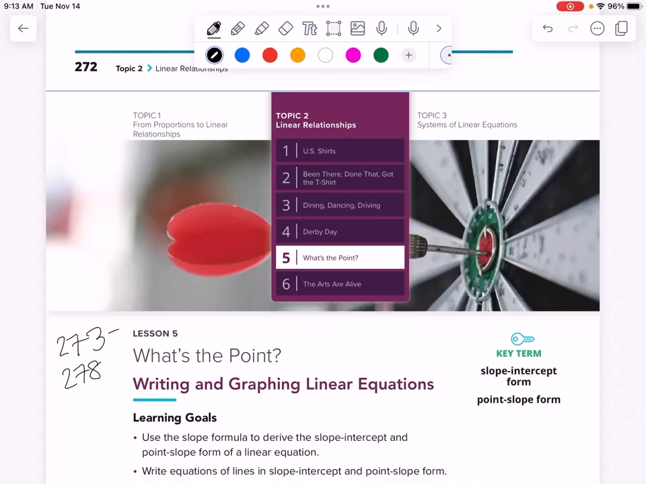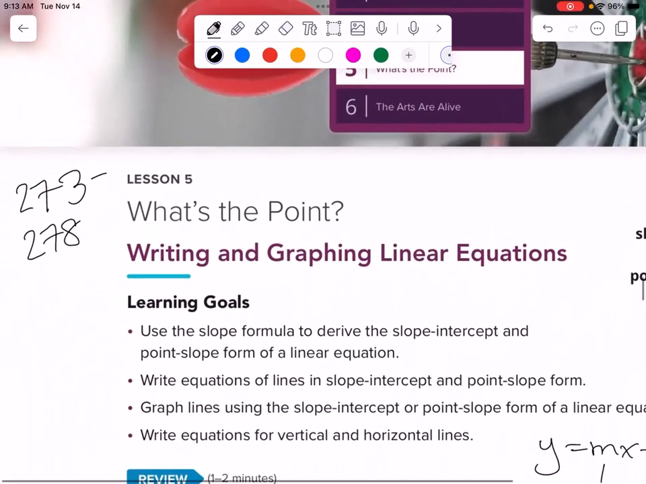Hello, we're working on module two, topic two, lesson five. It's called What's the Point? We're focusing on pages 273 to 278, and this is writing and graphing linear equations.